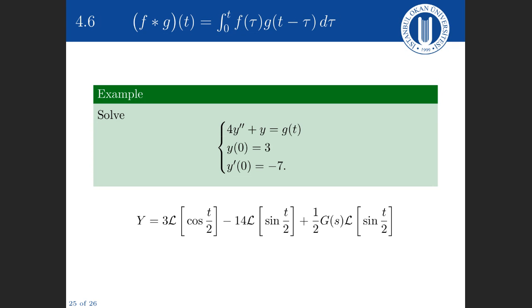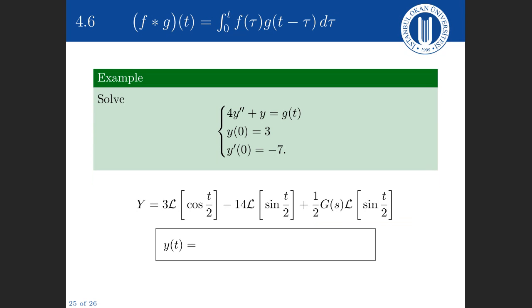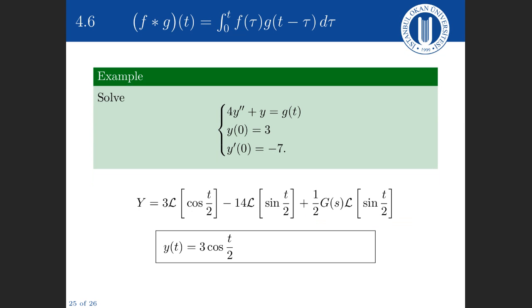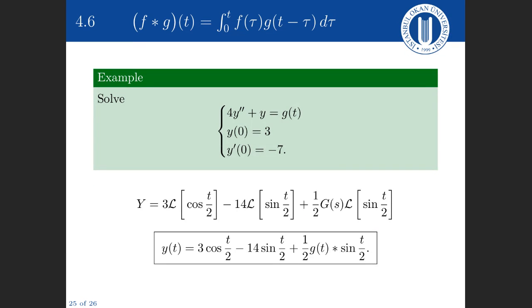We want to find the inverse Laplace transform of this function. The first two terms are easy. We can take the inverse Laplace transform of these straight away. For the third term, we use the convolution formula. We can write that the solution to this initial value problem is, first of all, 3 cos t over 2, that's easy, and minus a quarter sine t over 2, and then plus a half small g convoluted with sine t over 2. And I'm going to choose to leave the solution like this.